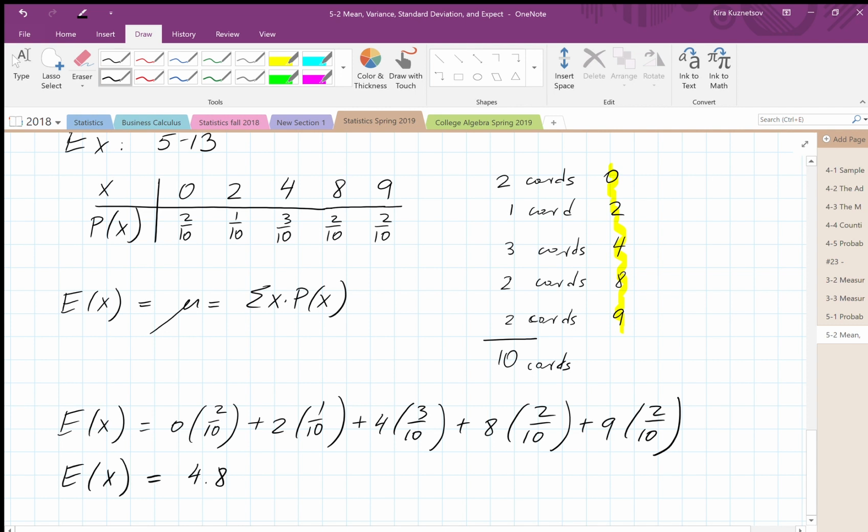What does it mean? Well, on average, the value of a card is 4.8. It makes a little bit more sense if you do this many times. The game has to be played many times in order to see the expectation. And it makes a little bit more sense if we put dollar amounts to it. So I hope these examples help with the homework. And this is the end of 5-2.